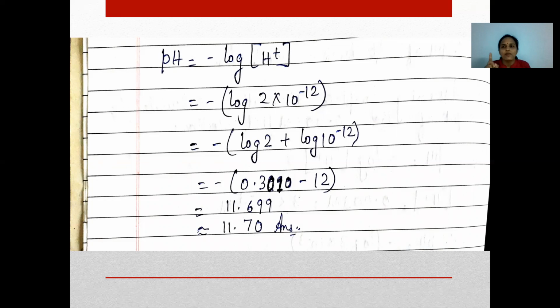This is one way of solving. Look at the other way also. Both the ways are easy. Whichever method you like, you can solve and calculate the pH.